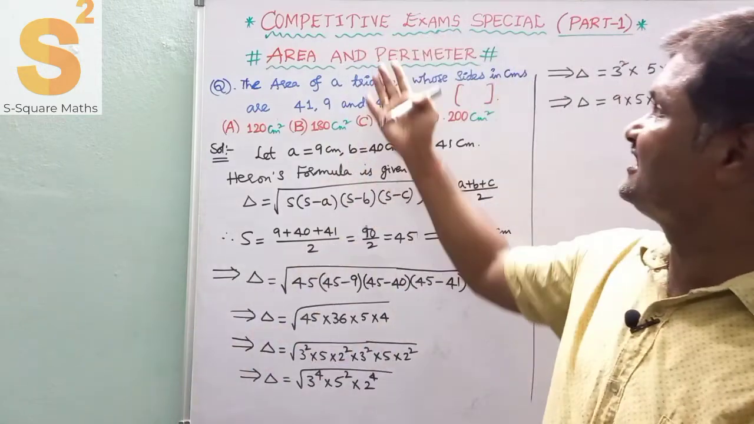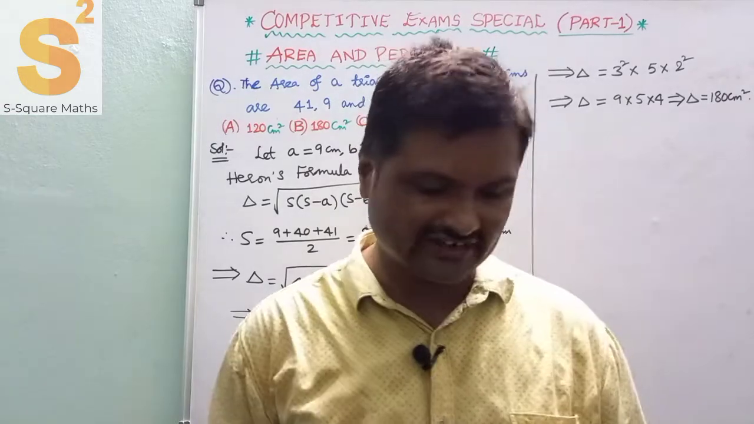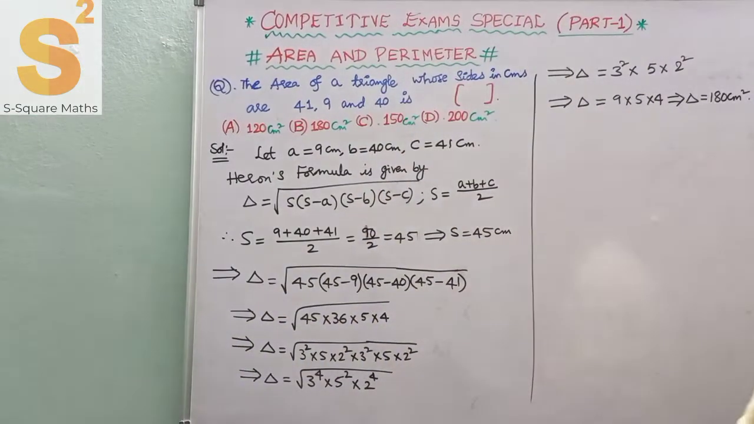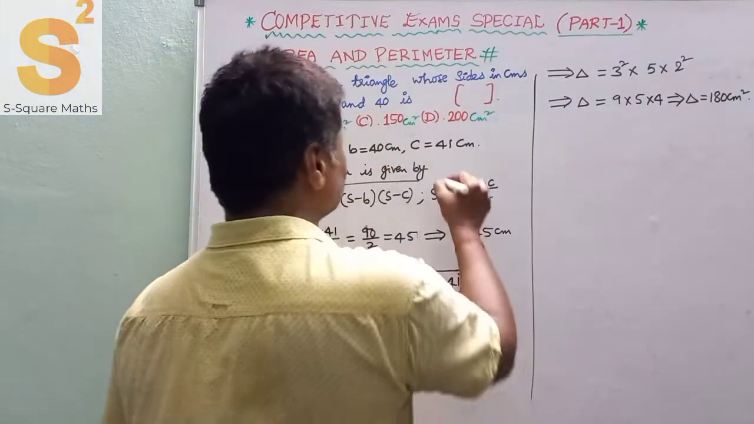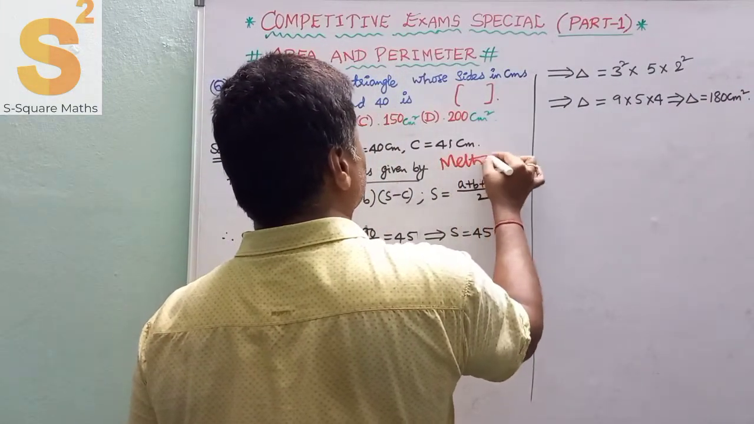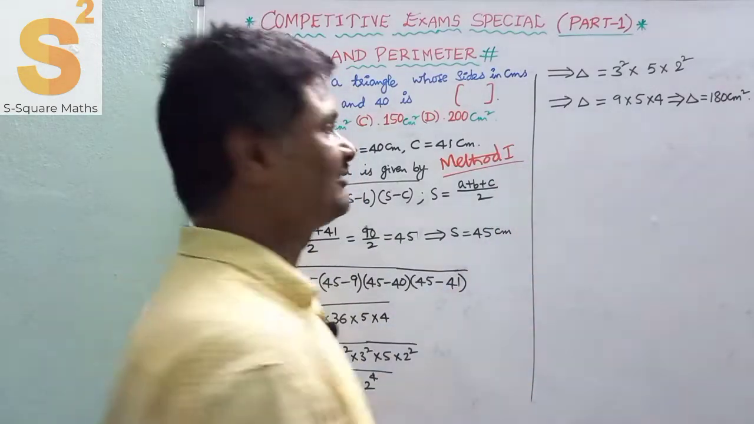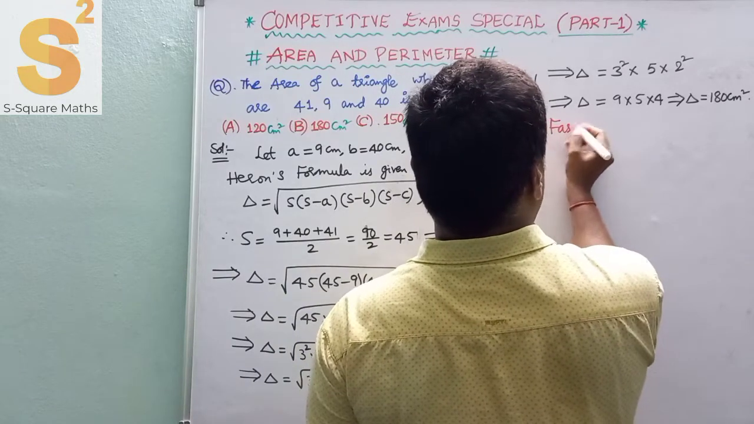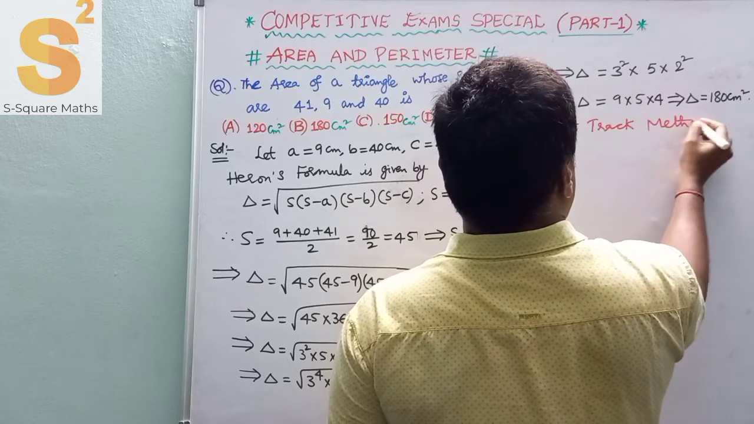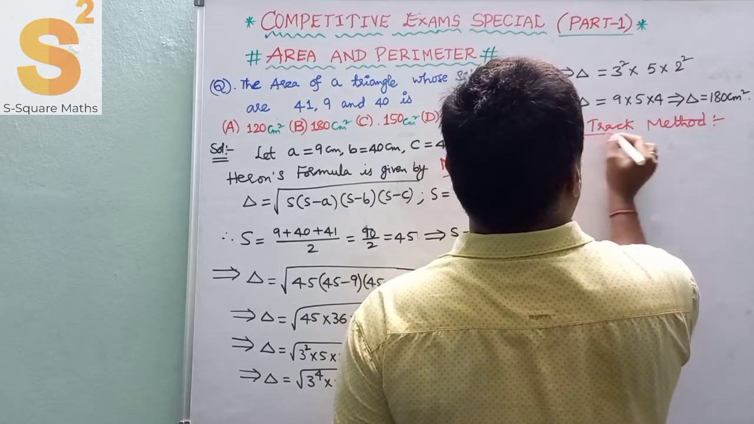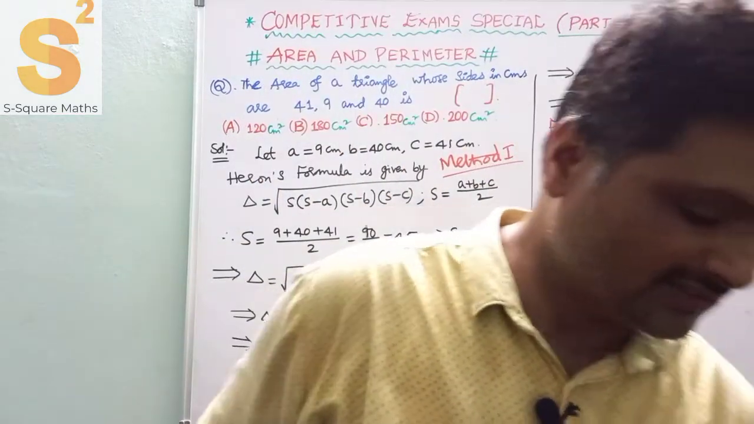But our intention is to go through the competitive examination method. So let us go through it now. So this is our first method, method 1. Now I am going through the fast track method here. So what is our fast track method?